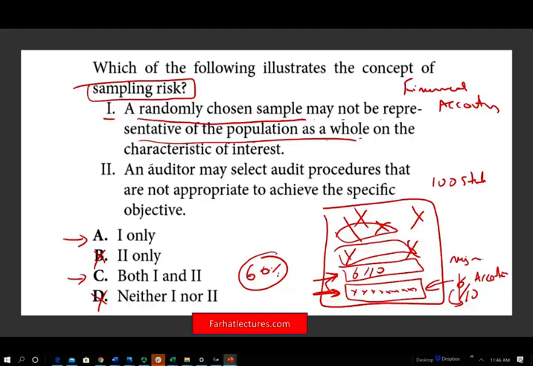Okay, so A is definitely there. Two, an auditor may select an audit procedure that is not appropriate to achieve the specific objective. Is this called a sampling risk? Now, here you are using the wrong procedure. It has nothing to do with the sampling. You did not perform the procedure properly. It has nothing to do with whether you selected the right or the wrong sample. So two is not sampling risk. Two is you're just simply selecting the wrong procedure. Okay, so obviously the answer is A. We can take out C.